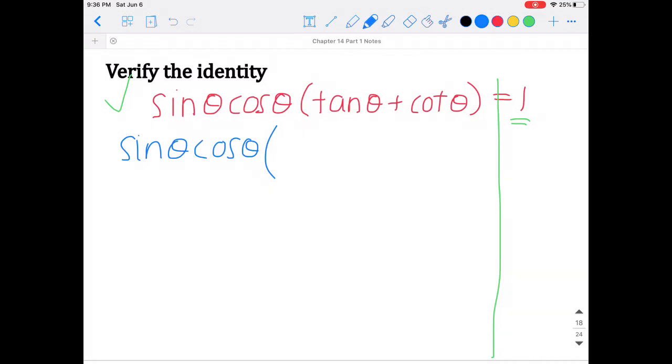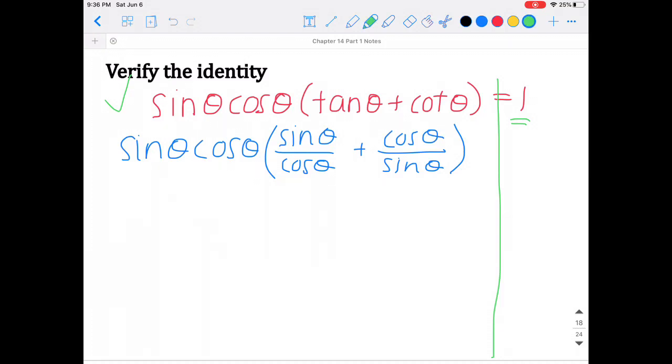So tangent becomes sine of theta over cosine of theta plus cosine of theta over sine of theta. So right now we have everything split up. We want to get one nice term. So I'm going to distribute sine of theta times cosine of theta to both of these terms.